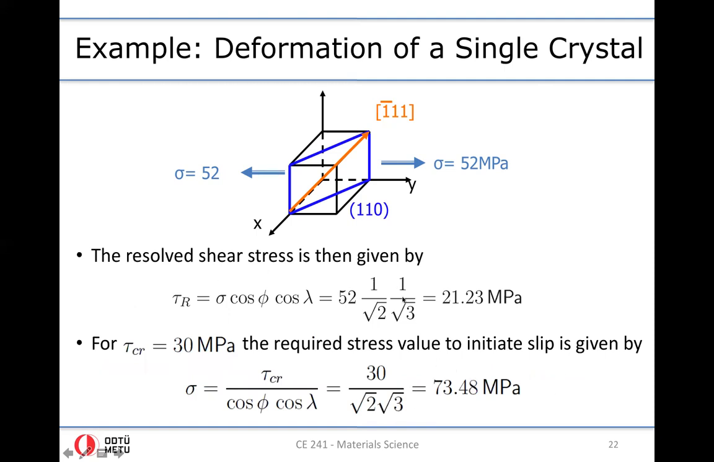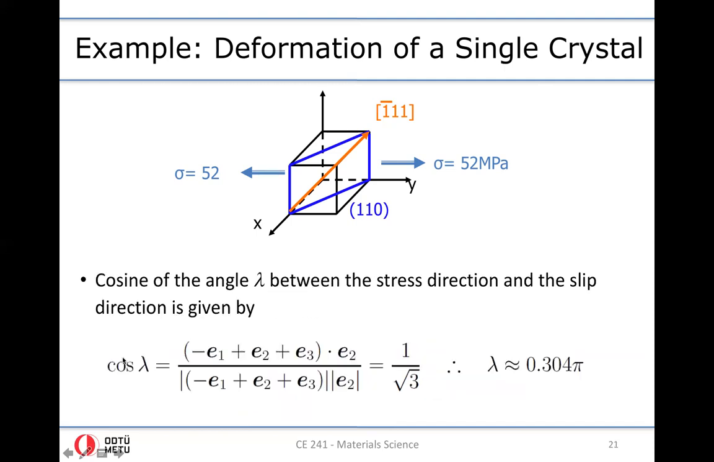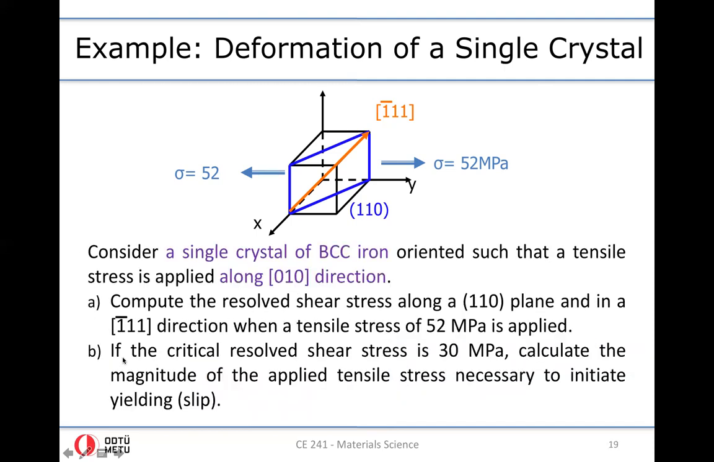So the resolved shear stress is given by then the external applied stress, 52, times cosine phi, that is the cosine of the angle between the direction of the loading and the slip plane normal, and the cosine of the angle that is between the direction of the loading and the slip direction. So when you carry out the multiplication, you obtain 21.23 megapascals. So this is the resolved shear stress.